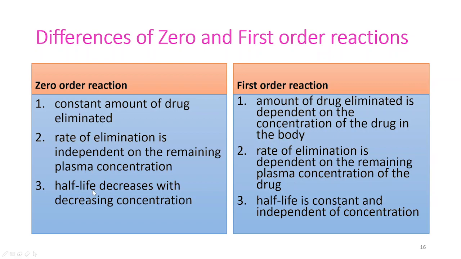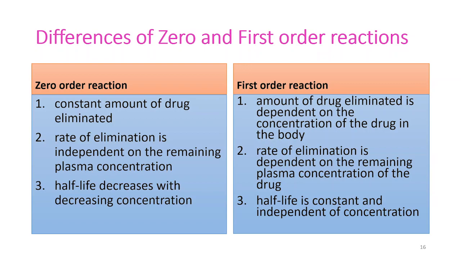Now, with regards to half-life, in zero order, the half-life decreases with decreasing concentration. So, the half-life differs, no? The half-life is not constant. With the first order, the half-life is constant and independent of the concentration. So, if the drug has a half-life of 4 hours, then we would assume that in every 4 hours, the amount of drug will decrease by 50%.